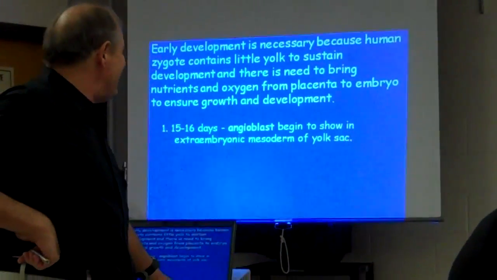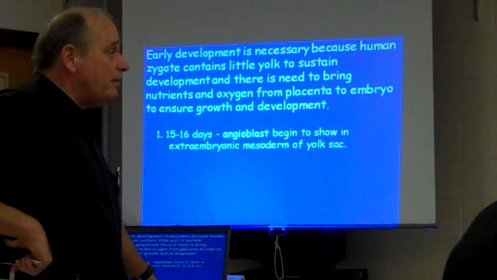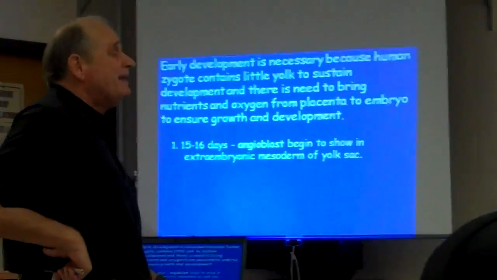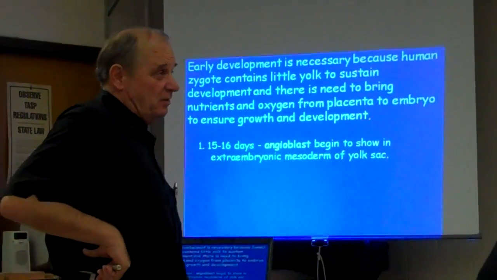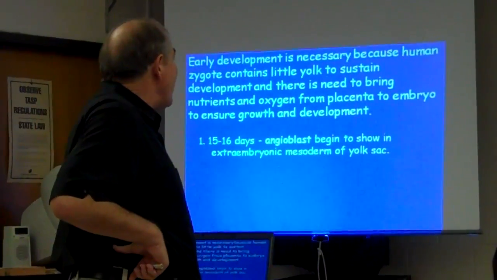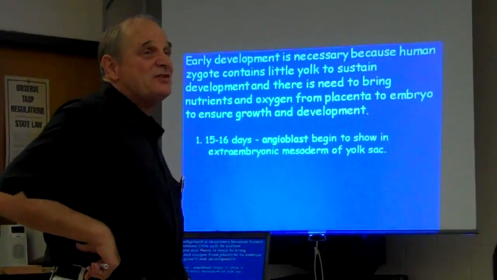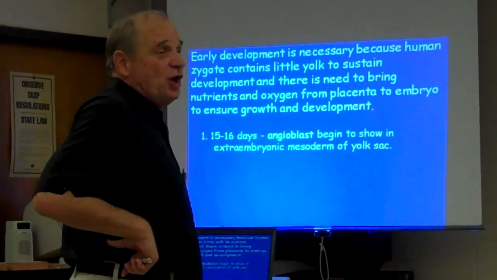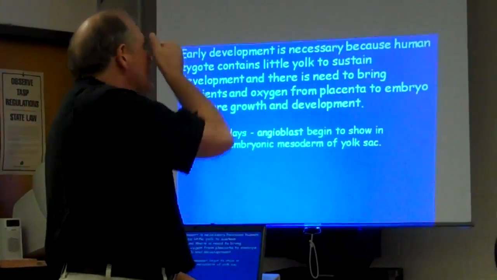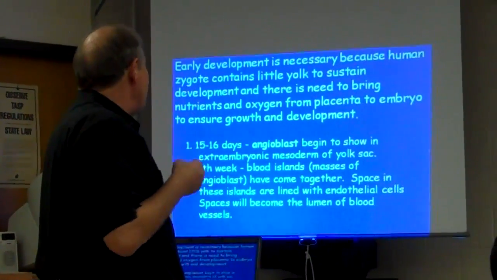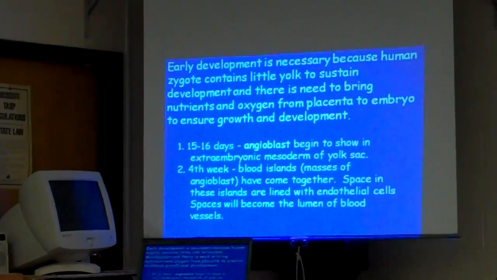15 or 16 days after conception, the angioblast. Now, an angioblast is a stem cell. Angioblasts begin to show in the extraembryonic, that means outside the embryo, of the yolk sac. Okay, within 15 or 16 days, angioblast. Now right here, by the 4th week, blood islands.